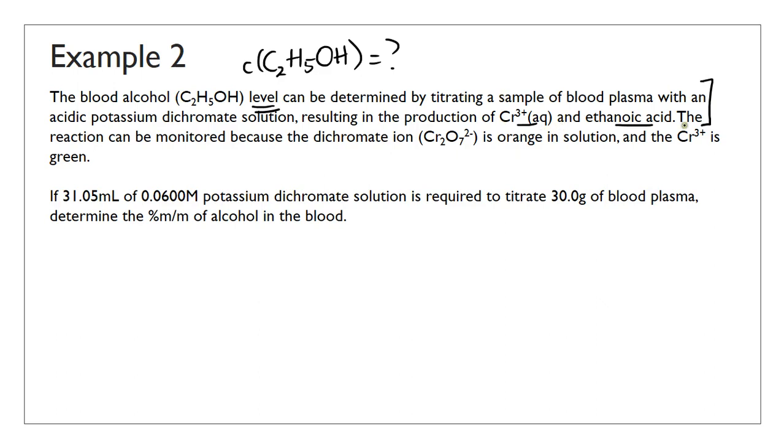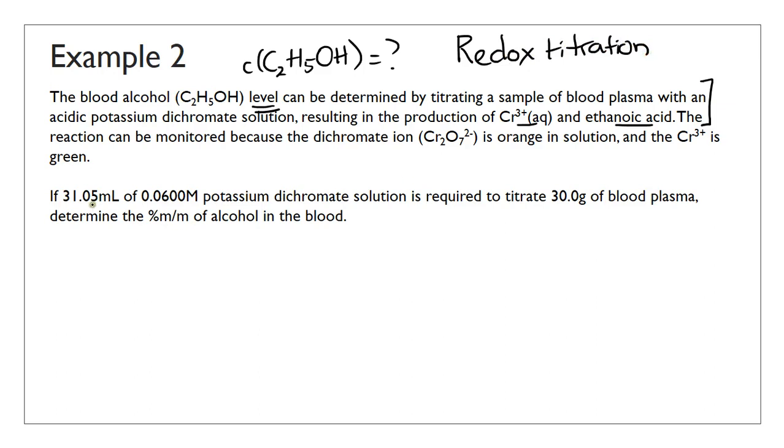And these are the two products of this redox reaction. The reaction can be monitored because the dichromate ion is orange in solution and the chromium ion is green. So this is a redox titration that is self-indicating. When the reaction is finished, it actually shows you the color change because the reactant and the product have 2 different colors. So this is a redox titration.